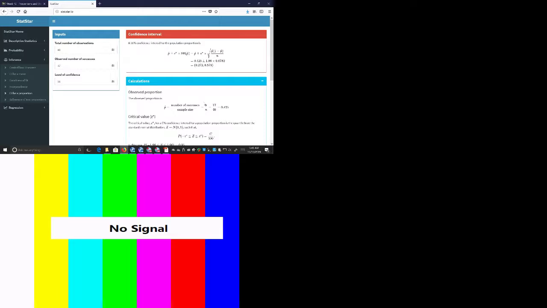Since we only usually do a 95% confidence interval or 99% confidence interval, can we just memorize or write down the Z star value, which is 1.96, or the other one, or is it going to change depending on the question?